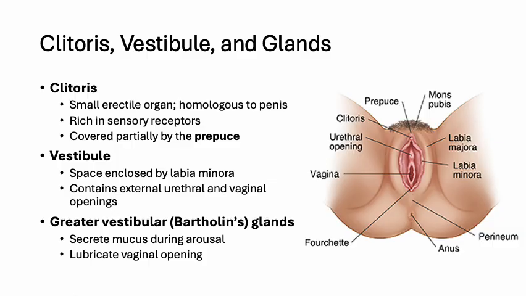vaginal opening. On the other side of the vaginal opening are the greater vestibular glands, also known as the Bartholin's glands. These produce mucus during sexual arousal to lubricate the vulva and vaginal opening, facilitating comfortable intercourse. These components of the vulva are critical not only for protection but also for sexual function and reproductive readiness.